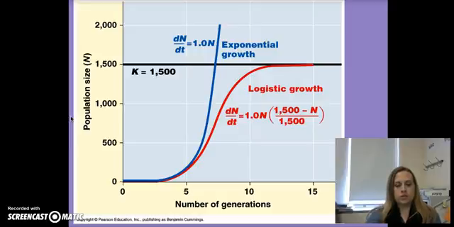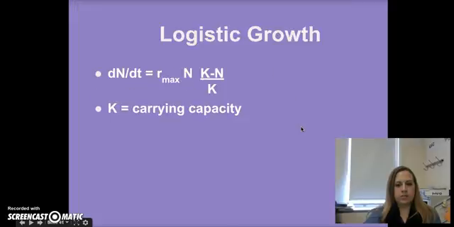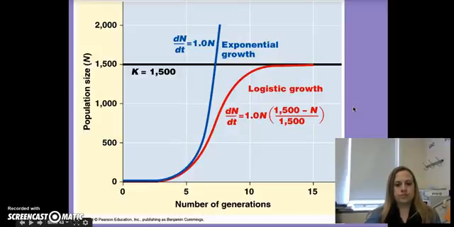Okay, and so the logistic growth curve is going to be the red curve here. And again, we see this carrying capacity coming in here. So the carrying capacity, or K, is 1,500 individuals. So you've got 1,500 individuals minus N, which is the population size, divided by that carrying capacity again. And I know I kind of skipped over it really quickly, but that is where we get that from.